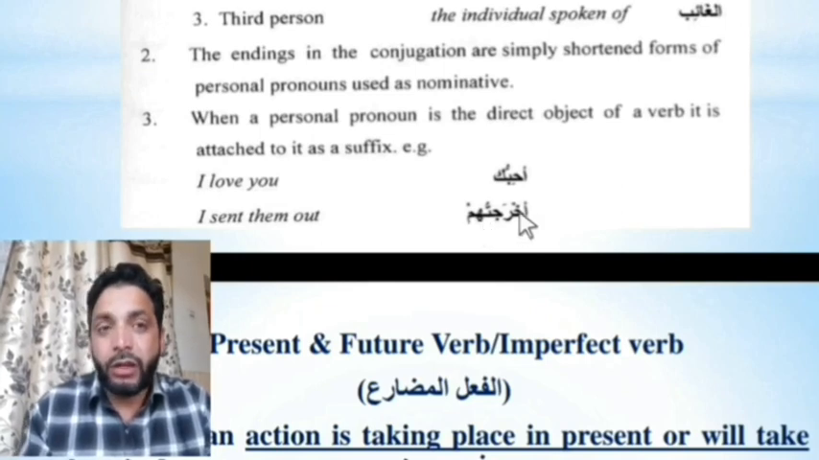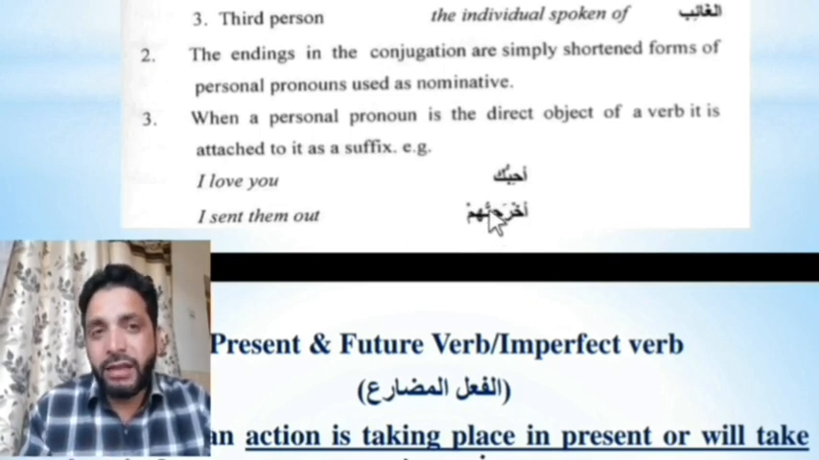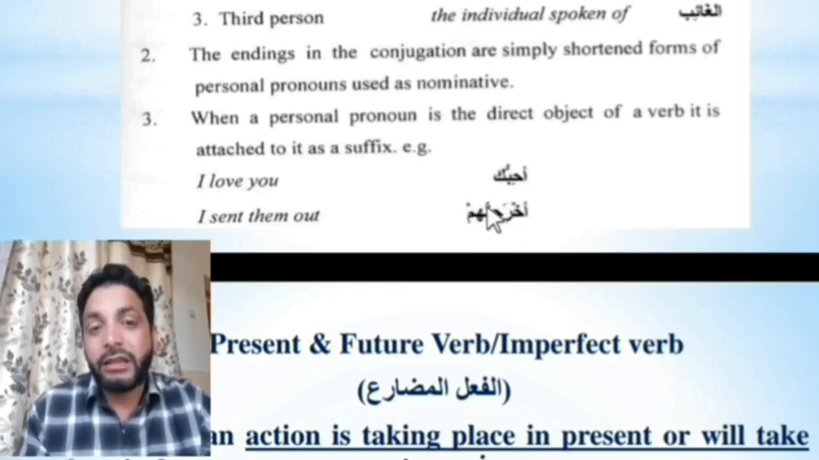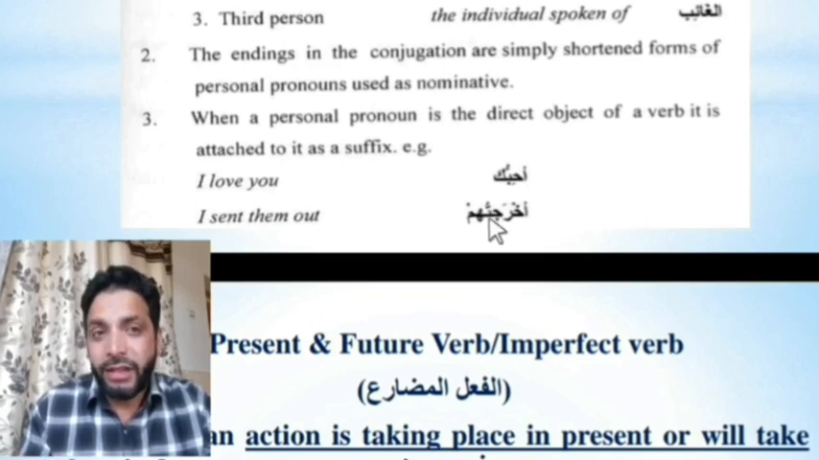But when we use personal pronouns in the nominative case, there will not be a shape like this. Suppose I say katabu. In katabu, waw is waw al-jama'a, plural. It is basically hum. Katabu means hum katabu. So waw represents plural. It is the attached form of a pronoun with the verb, used in the nominative case.